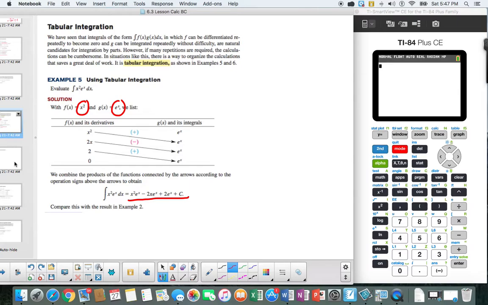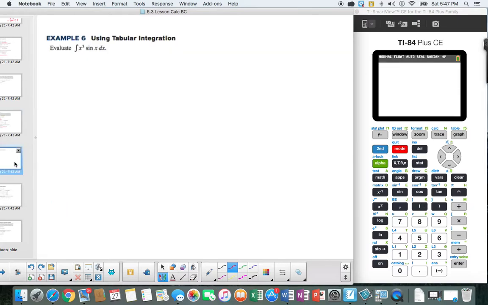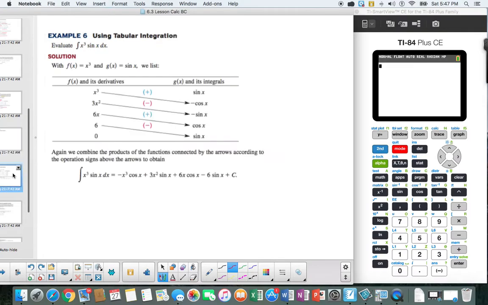Okay, it's your turn. Go ahead and try to use tabular integration. Stop the screencast and continue when you are done. Here's the answer.